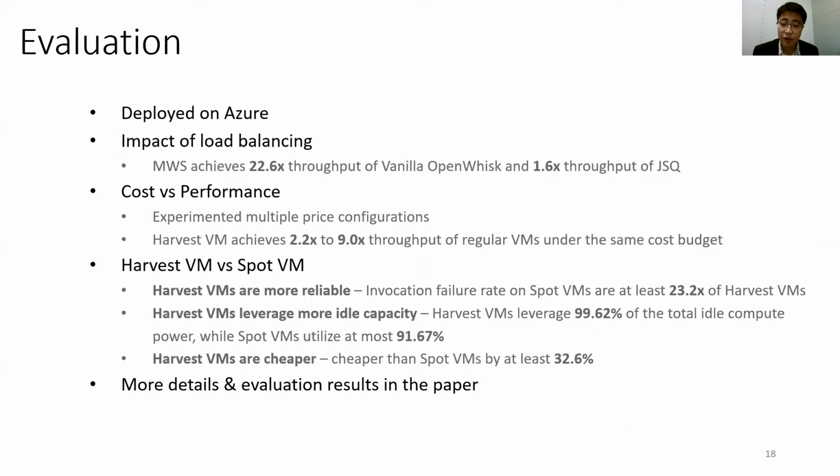We also proved the efficiency of Harvest VMs. The Harvest VMs can achieve up to 9x throughput of regular VMs under the same cost budget. And lastly, we demonstrated that Harvest VMs are superior to Spot VMs, which are another resource harvesting VM, in terms of reliability, capacity, and price. More details can be found in the paper.